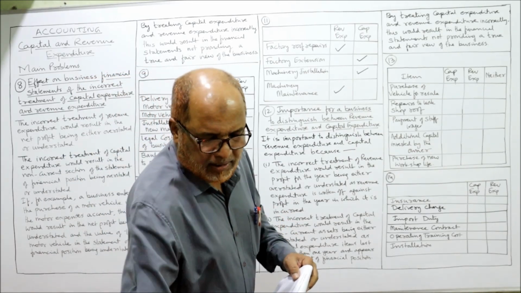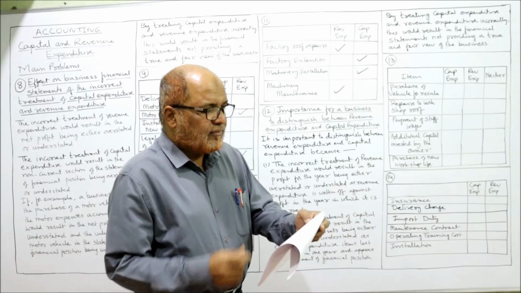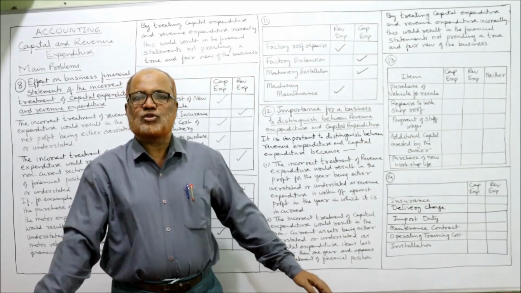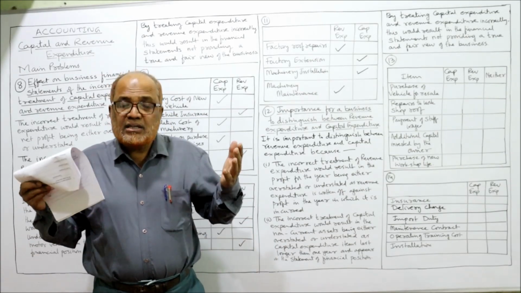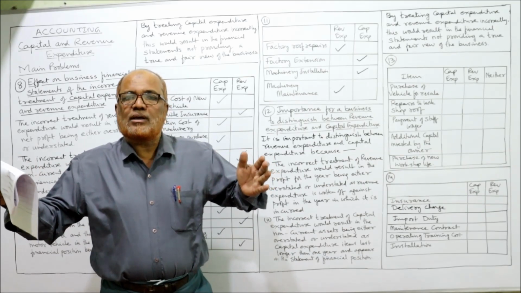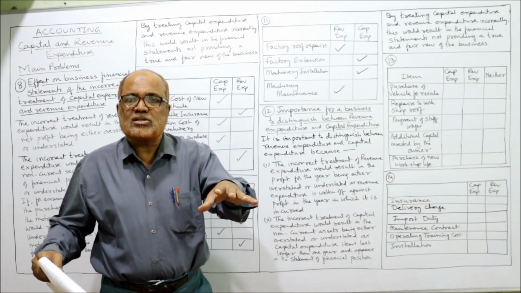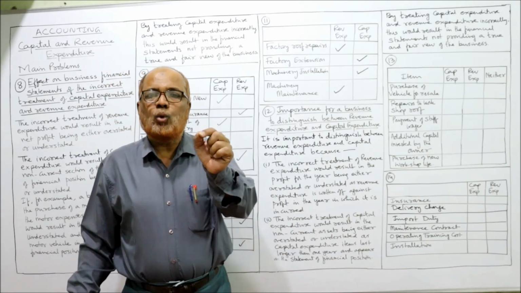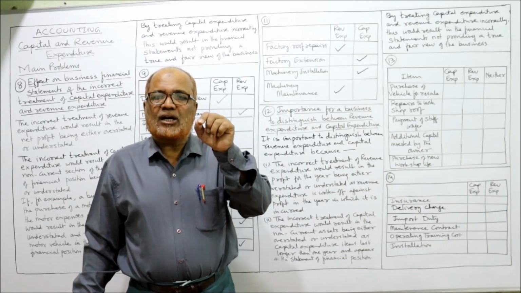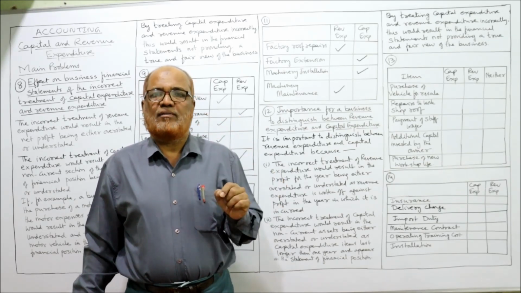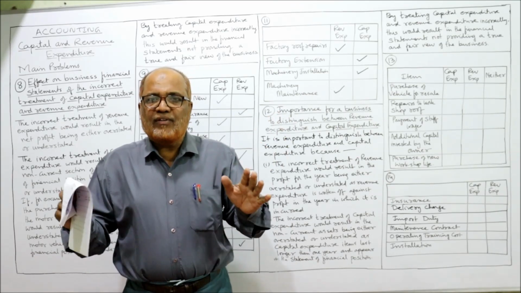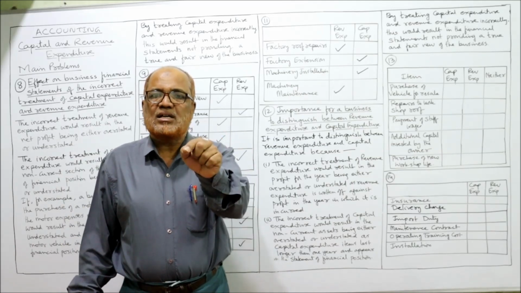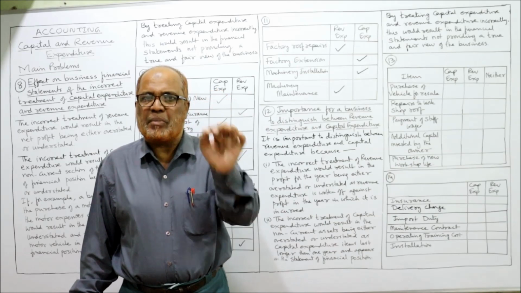Again the 12th problem is a theoretical problem where explanation is required. Evaluate why it is important for a business to distinguish between capital and revenue expenditure. Why is it important? It is very important to distinguish capital expenditure and revenue expenditure because without distinguishing that, we cannot ascertain the true profit. We cannot get the true financial position from the statement of financial position. So if you want the correct profit, if you want to show the correct financial position, then distinction between capital and revenue expenditure is a must.